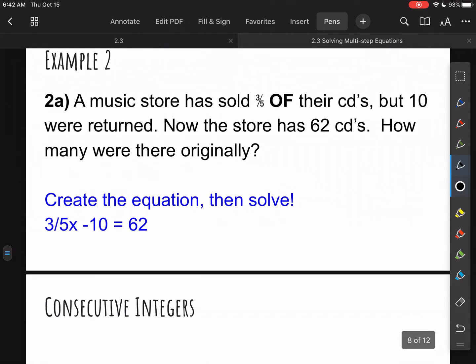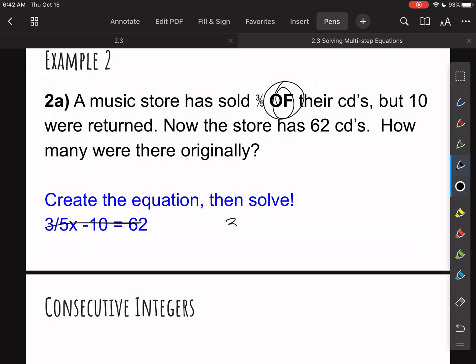Example 2 says, a music store has sold 3/5 of, and 'of' is the key word, I made it bold, 3/5 of their CDs, but 10 were returned. Now the store has 62 total. How many were there originally? So notice here, I set up an equation. I shouldn't have done that for you. I should have let you try that out.